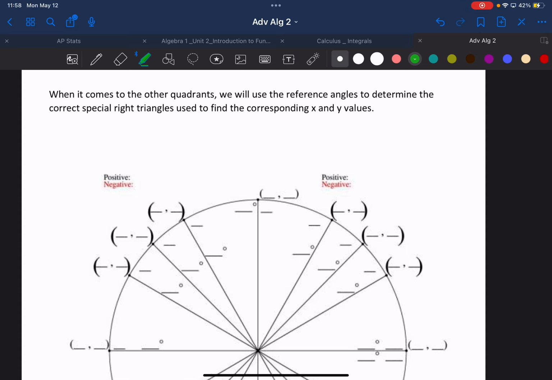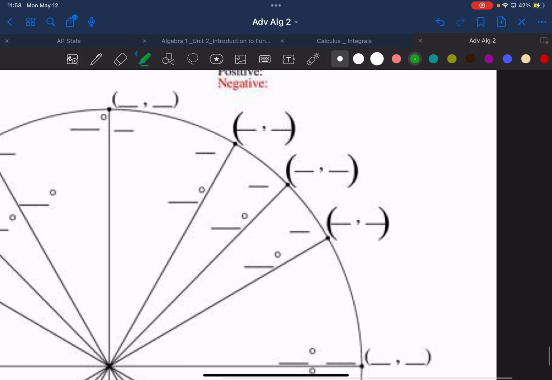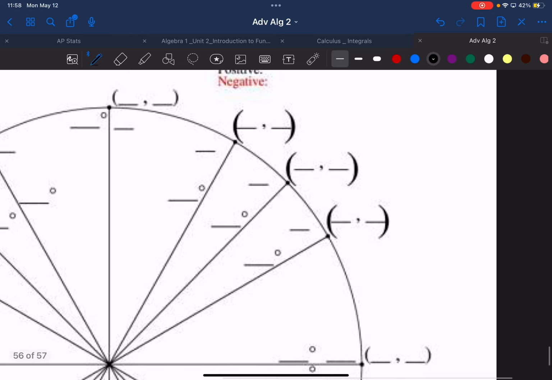So if you recall, I'm going to first just fill in that first quadrant that we just did. And in that first quadrant, remember this was 0 degrees, 30, 45, 60, and 90. And then the corresponding radians is 0, pi sixths, pi fourths, pi thirds, and then pi halves.